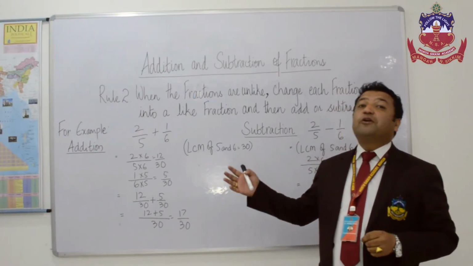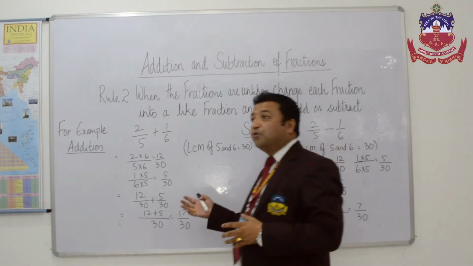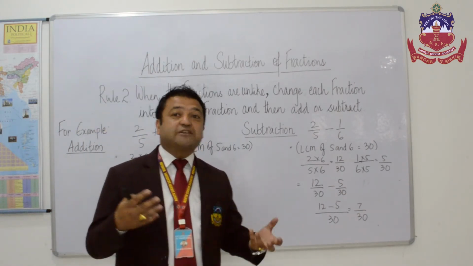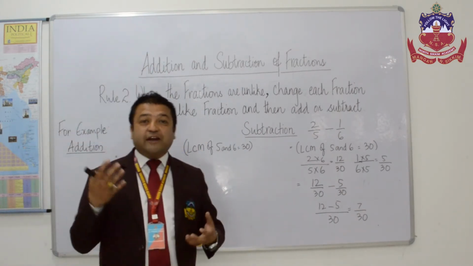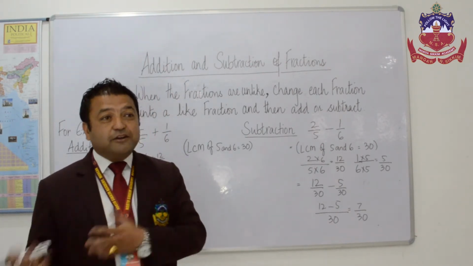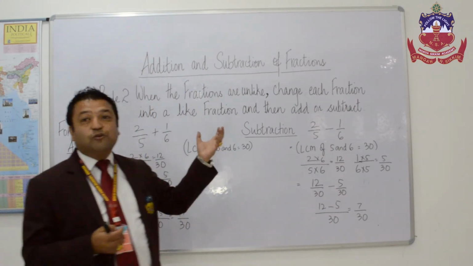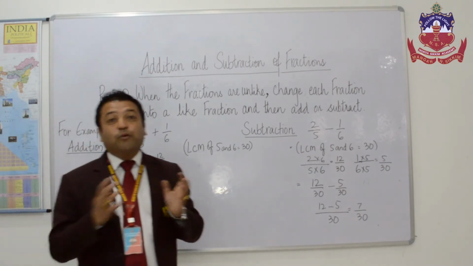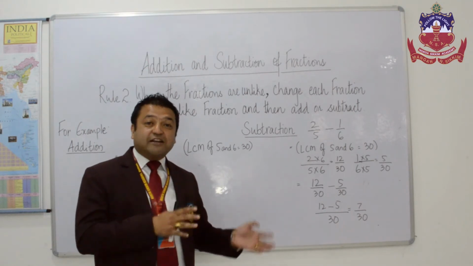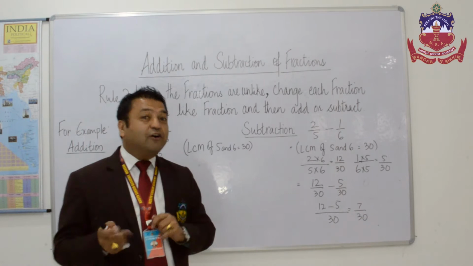Now let us know more in rule 2. It is a little bit different from what we did in rule 1. In rule 1 what I said was you have to observe the fraction carefully. When you observe the fraction carefully, you check the denominator. When the denominators are the same, you add or you subtract. But it's quite different in the second rule. The second rule says that when the denominators are unlike, you need to change the fraction into like fractions, then only can you add or subtract.